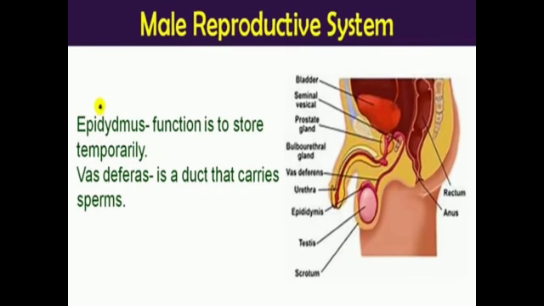Then comes the epididymis. Here we can see this is the epididymis. Its function is to store the sperm temporarily. Then comes the vas deferens. This is the vas deferens. It is a duct that carries the sperm. This tube-like structure carries the sperm.